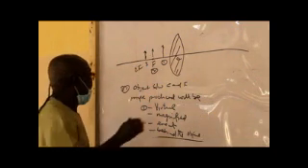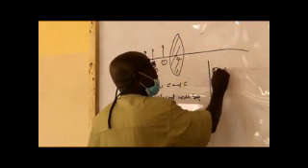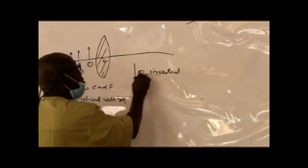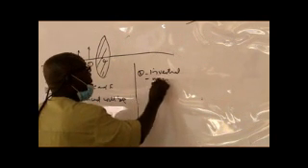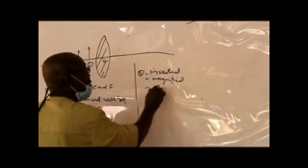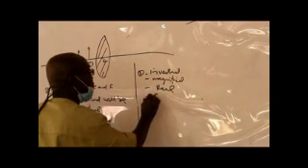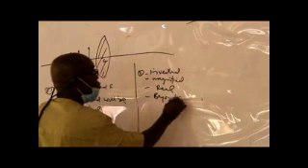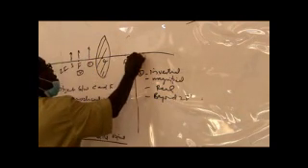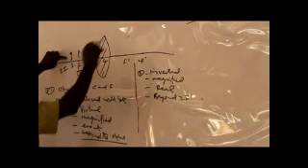When you have the object here, the image will be: one, inverted; magnified; real; beyond 2F prime. So it forms on the other side, but beyond 2F prime.